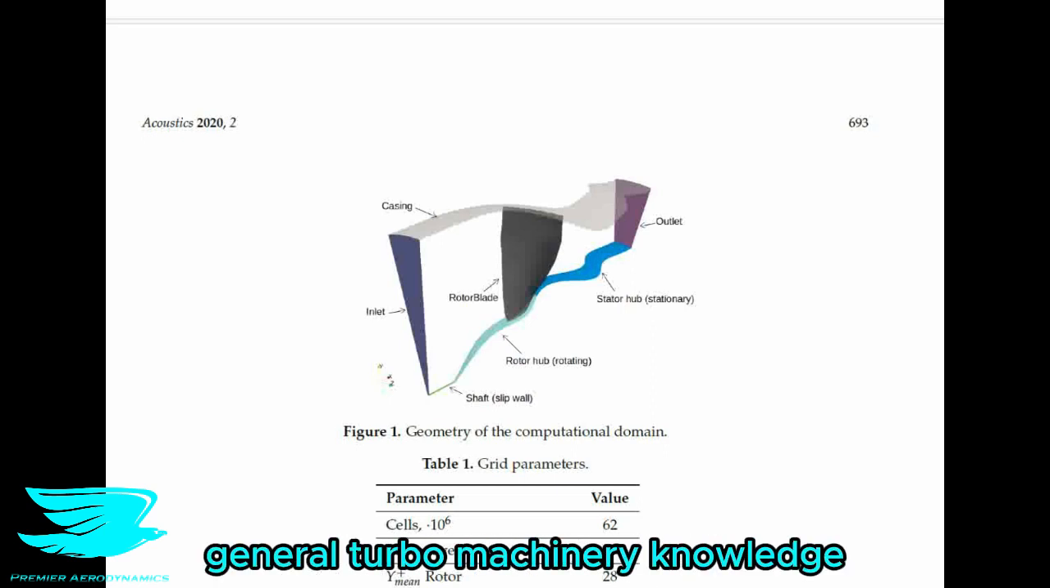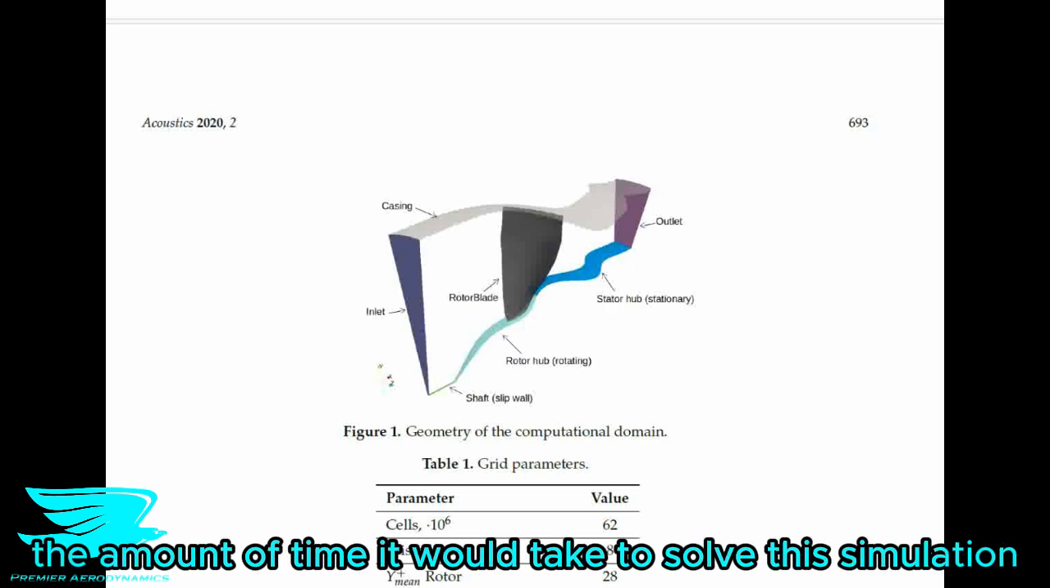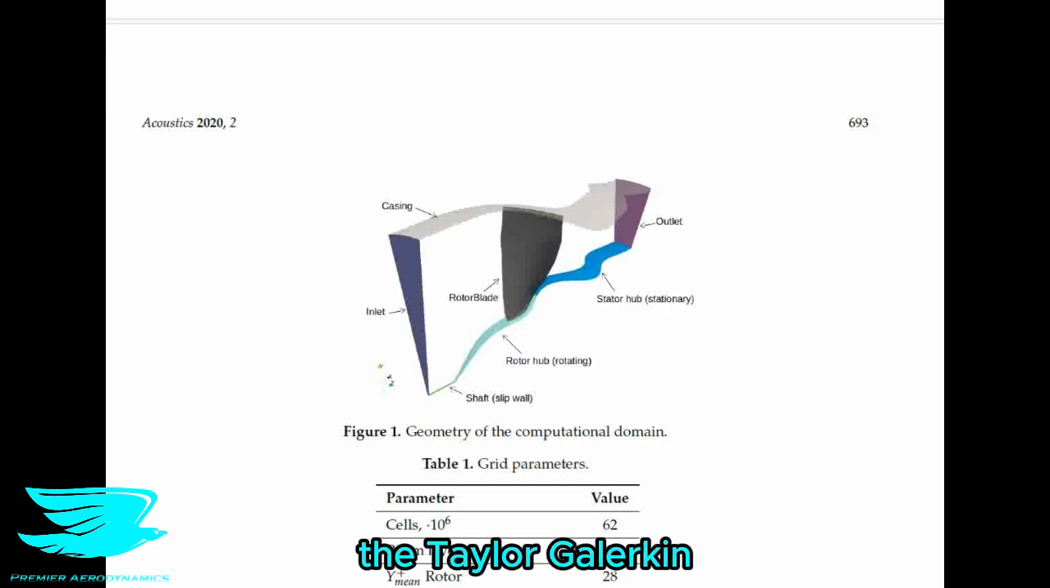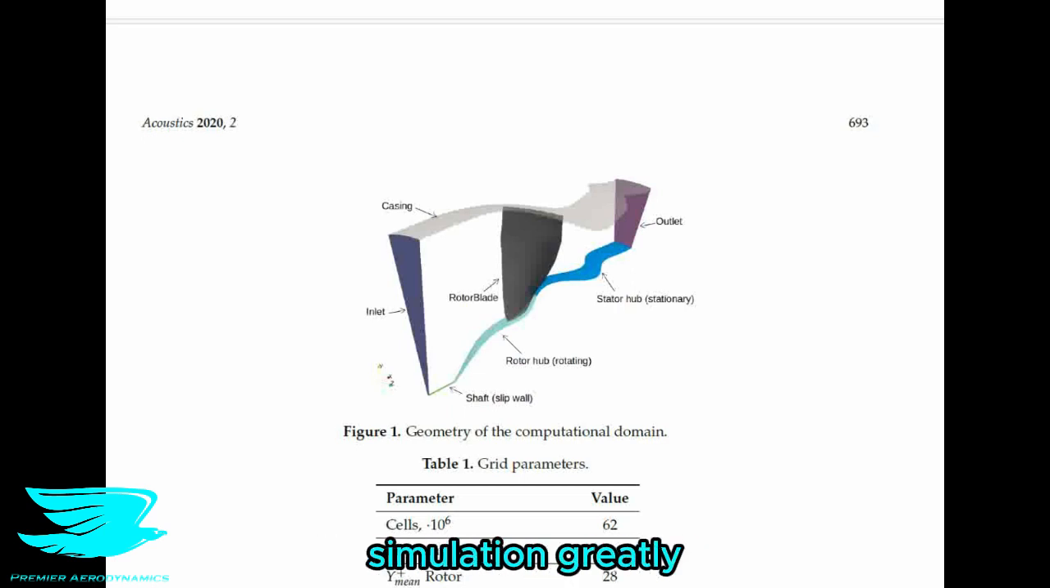And just from my general turbo machinery knowledge, I would say that the root of the blade is also very important, generally speaking, because there can be vortex structures that come off there and create noise. Now, this LES was for compressible flow, which further increases the amount of time it would take to solve the simulation. And what's more, they are using something called the Taylor-Galerkin scheme, which is third order accurate in space and fourth order accurate in time. That alone increases the accuracy of the simulation greatly, but it also increases the solving time.